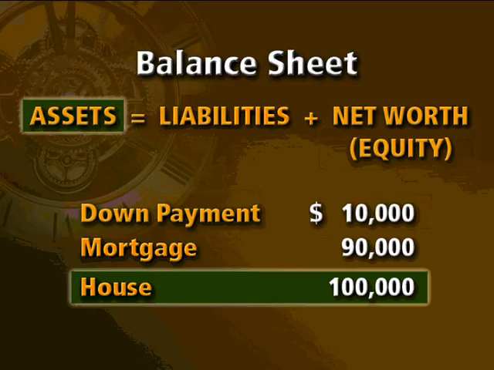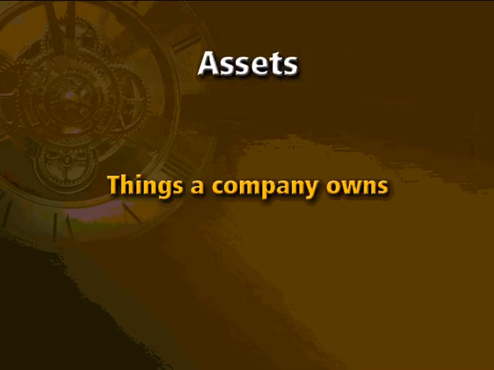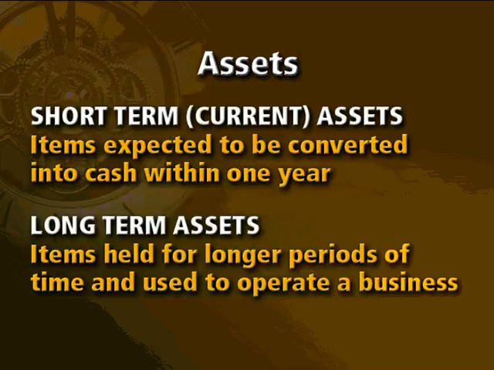Similarly, there are various components to a balance sheet, the first of which is assets. Assets are simply things a company owns. Assets may be classified as short-term or long-term. Short-term assets are those which are expected to be converted into or used as cash within 1 year. Long-term assets are those assets which are not expected to be converted into cash within 1 year and are generally used to operate the business.